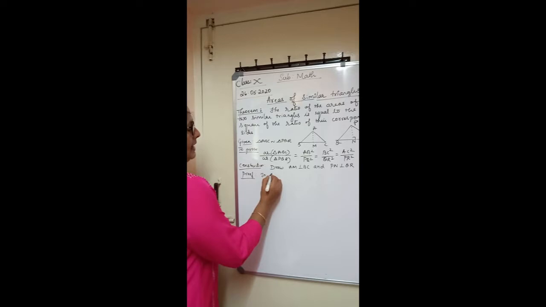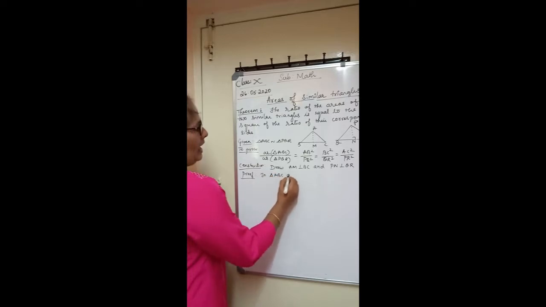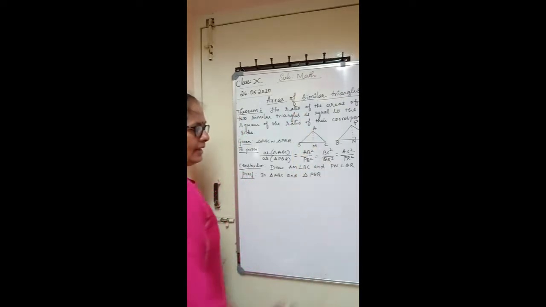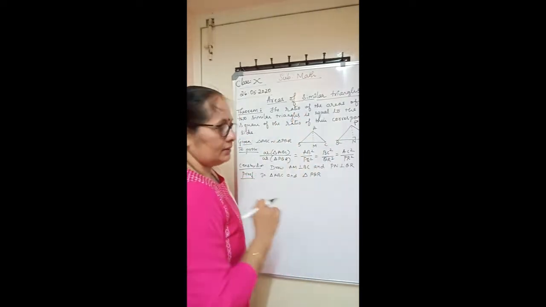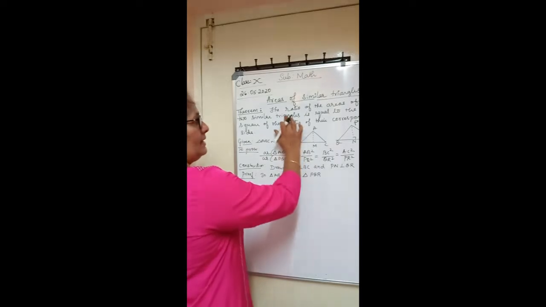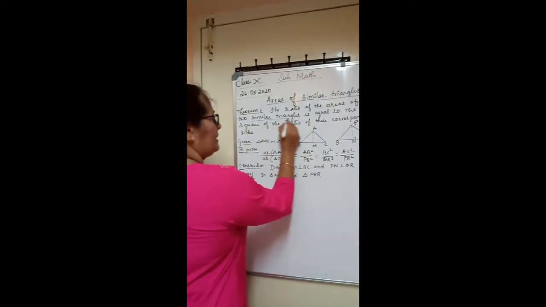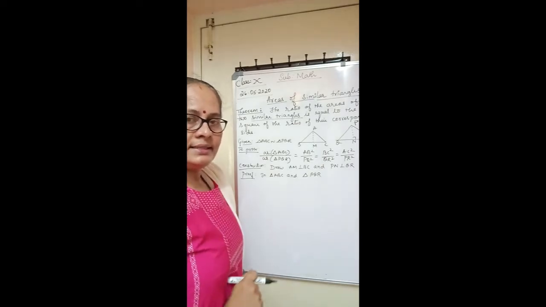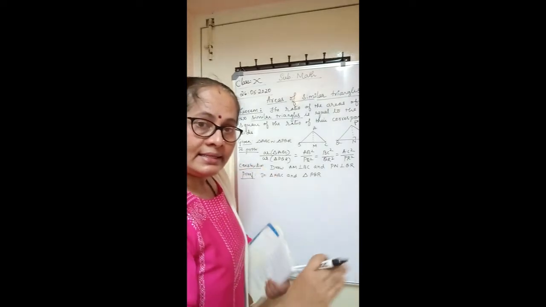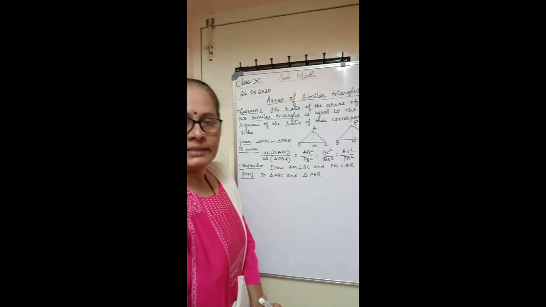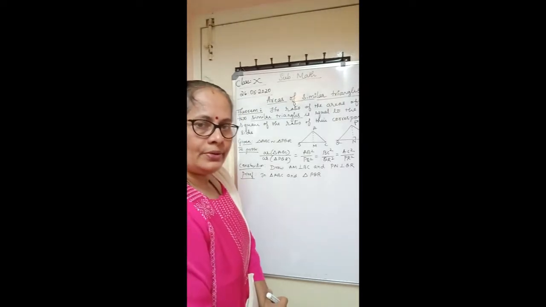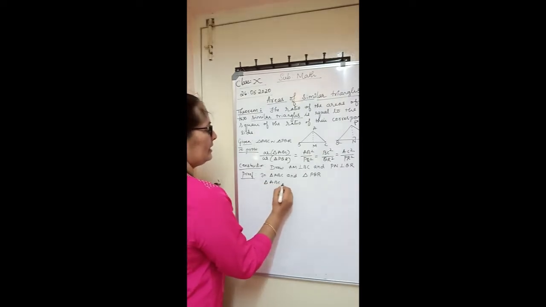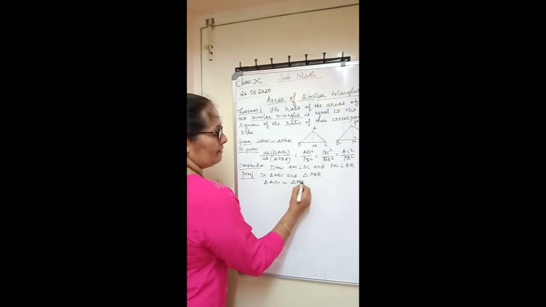In triangle ABC and PQR, the two triangles are similar. When two triangles are similar, then corresponding angles are equal and their corresponding sides are proportional. So triangle ABC is similar to triangle PQR, which is given.